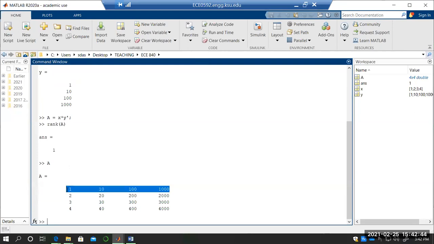If you look at each row, the second row is 2 times the first row. The third row is 3 times the first row. That's why I picked x equals 1, 2, 3, 4. And the last row is 4 times the first row, right? So how many independent rows do you have? Just 1. If you look at the columns, the second column is 10 times the first column, the third column is 100 times the first column, and the fourth column is 1,000 times, right? So how many independent columns do you have? 1. That's why the rank of A is 1.